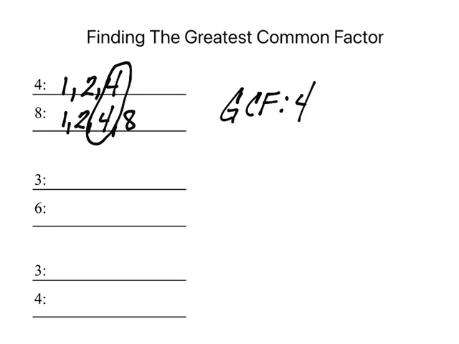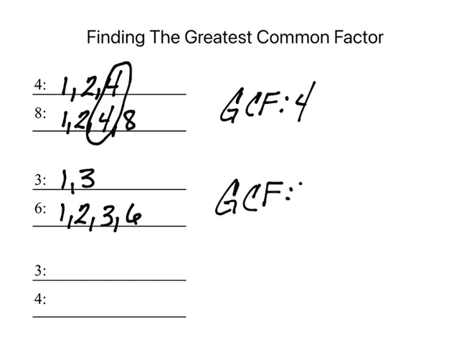Now, for 3, we have 1 and 3. And 6, we have 1, 2, 3, and 6. Now, obviously, the greatest common factor here is 3.